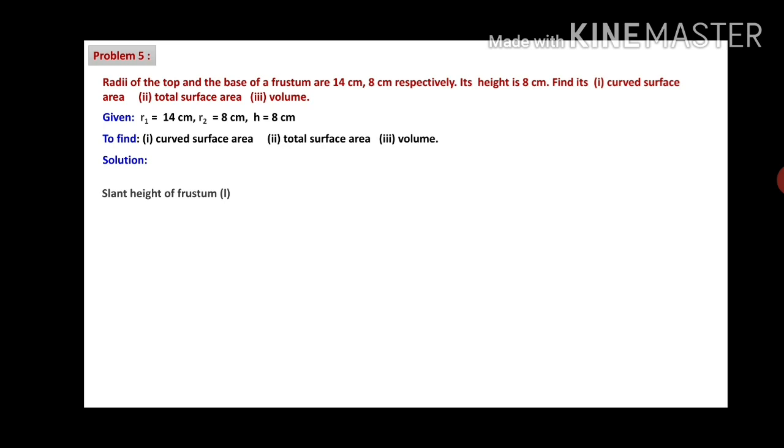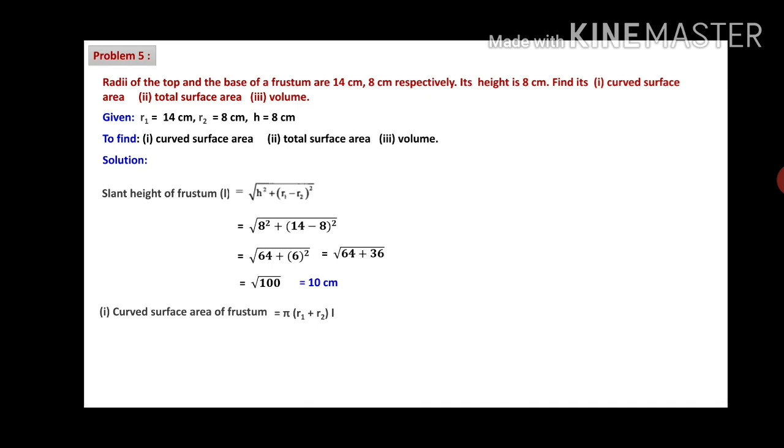So friends, first of all we have to calculate the slant height of the frustum. L is equal to under root h square plus R1 minus R2 bracket raised to square, which will be 8 square plus 14 minus 8 bracket raised to square. So 64 plus 6 raised to square. So which will be 64 plus 36, which is root of 100, and that is 10 centimeter.